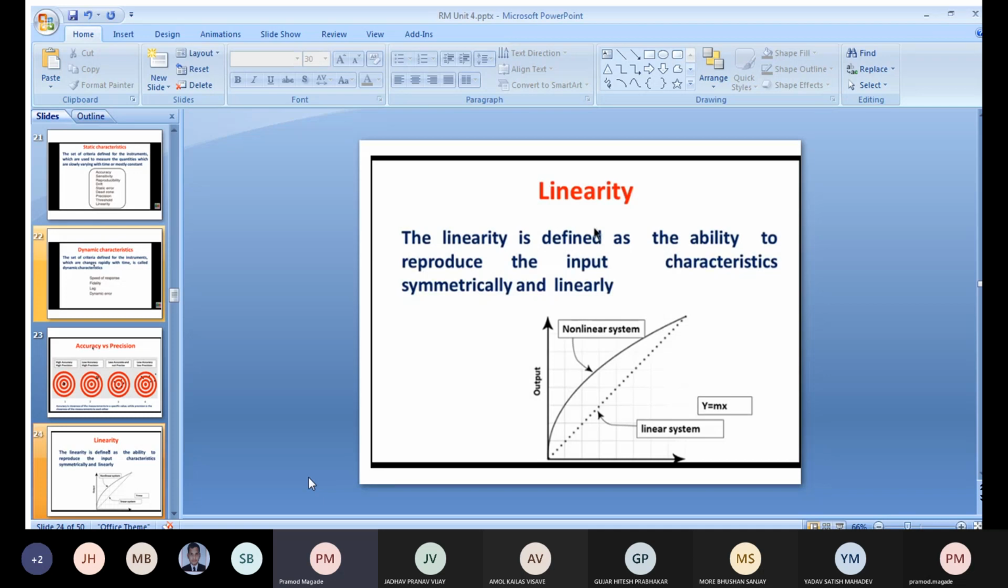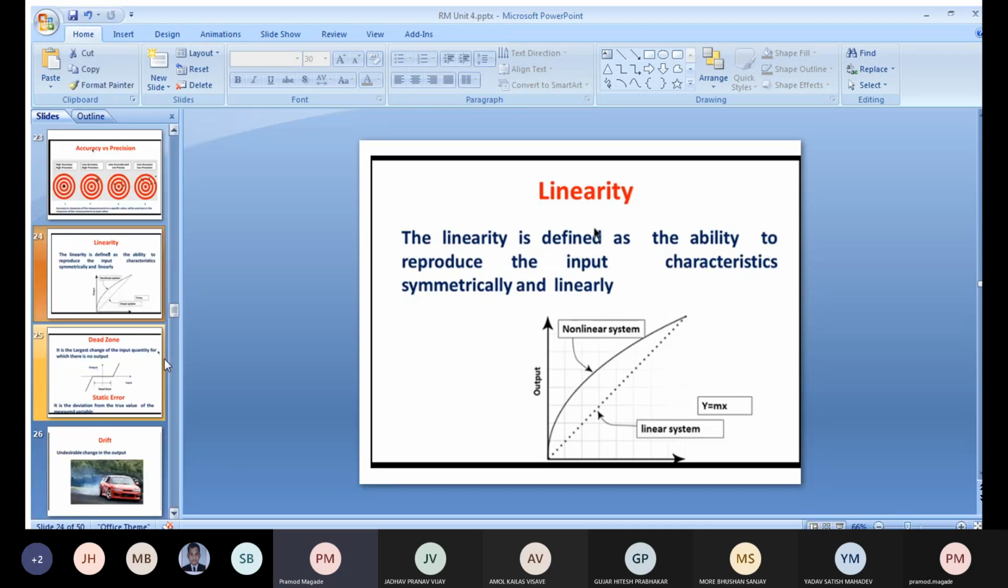Is that understood? Yes, sir. Yes. ठीक. Just write down the definition mentioned over here and graph तुम्ही draw करा.